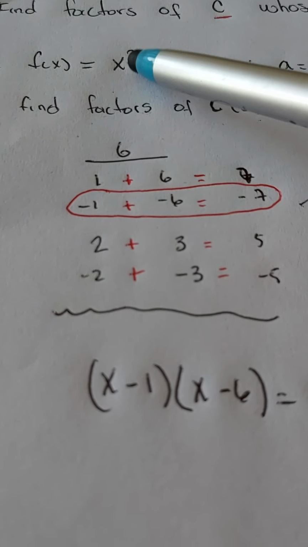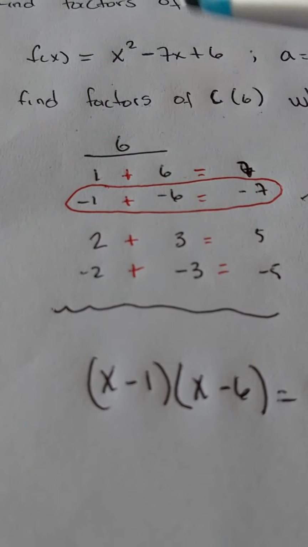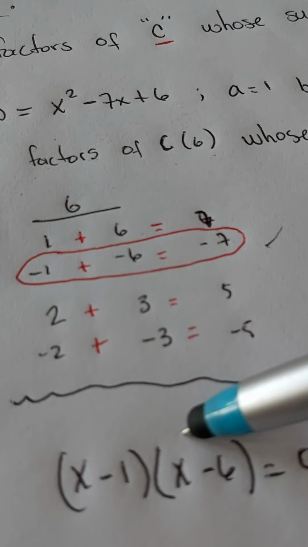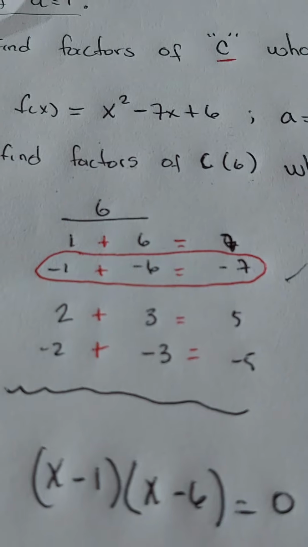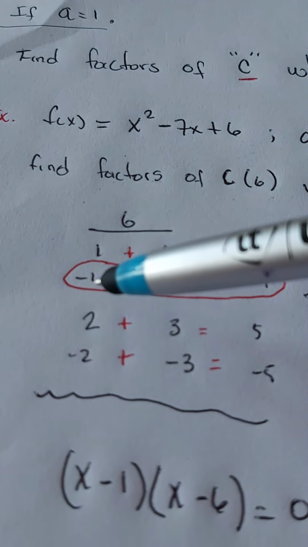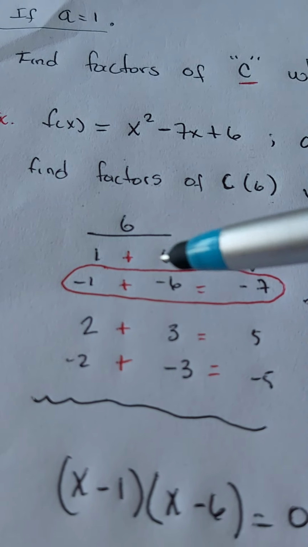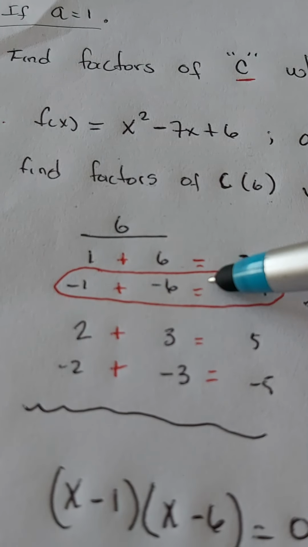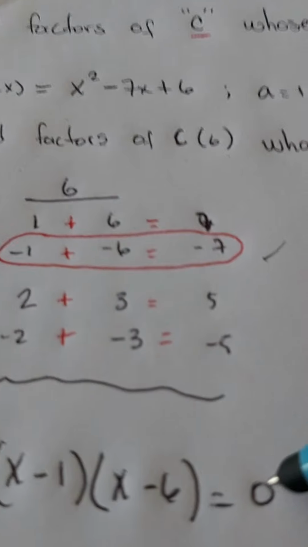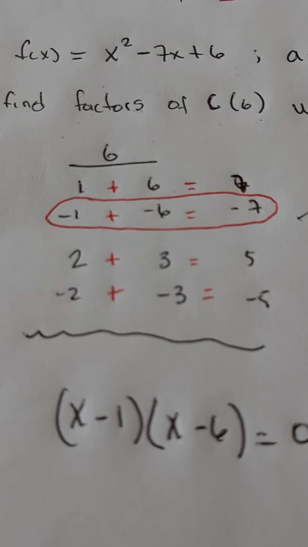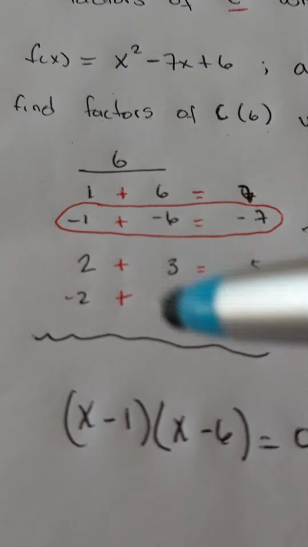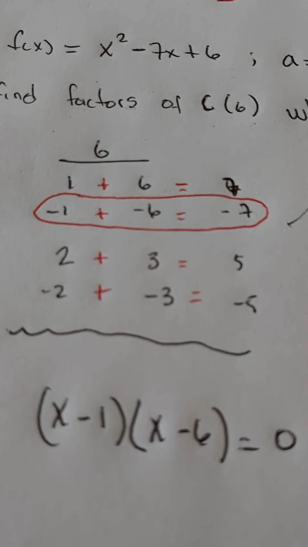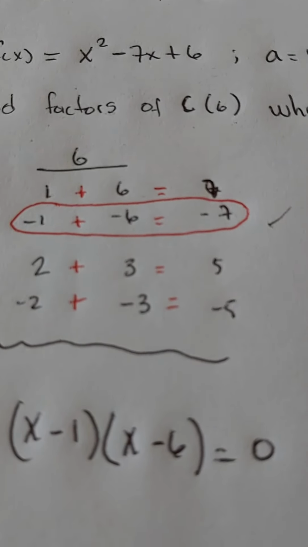X squared, we split it up. Instead of writing x squared, we write x and x. And the factors whose sum was equal to b were negative 1 and negative 6. So once we get here, all we have to do is simplify or solve.